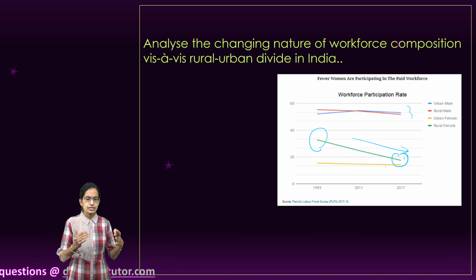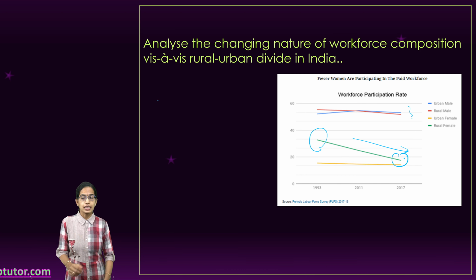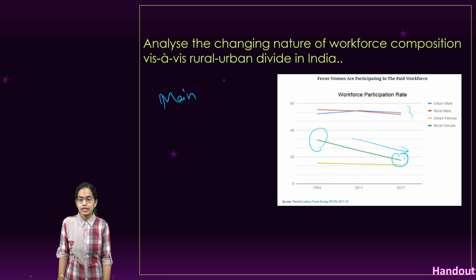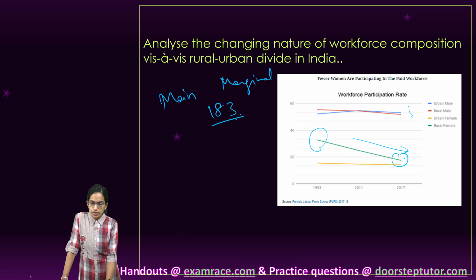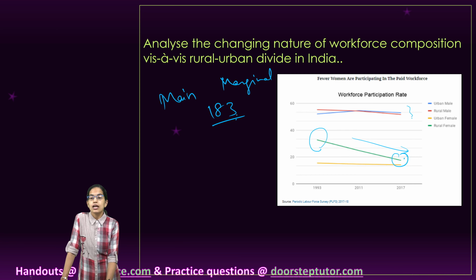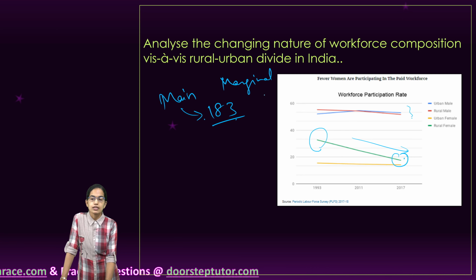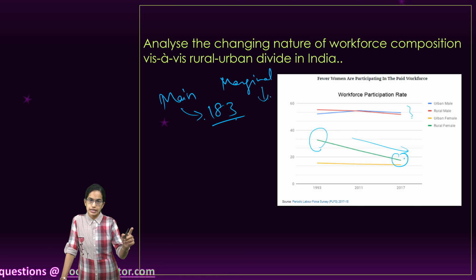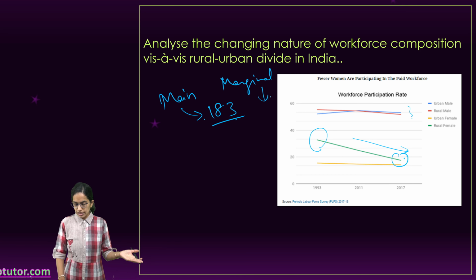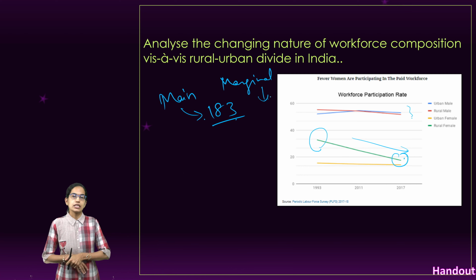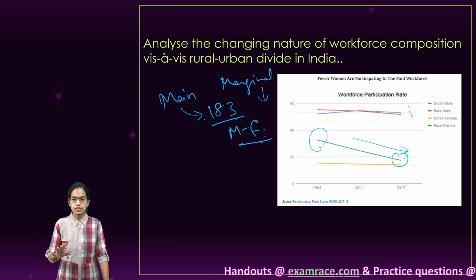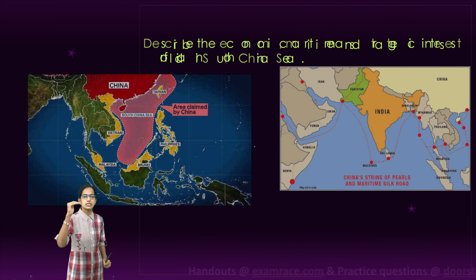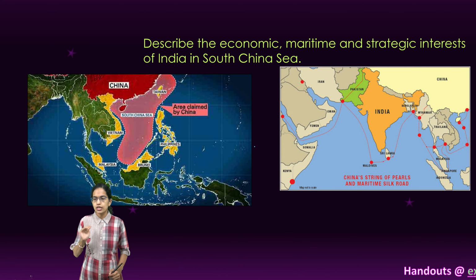The gender wise analysis of the main and the marginal labor is again important. So we need to understand main labor versus the marginal labor: those who work 183 days or more in a year would be under main. If they work less than 183 days in a year, then they would be classified under marginal. So dividing the population into gender based classification, male female classification, main and marginal classification are some of the classifications and their respective statistics which you would include in this answer.